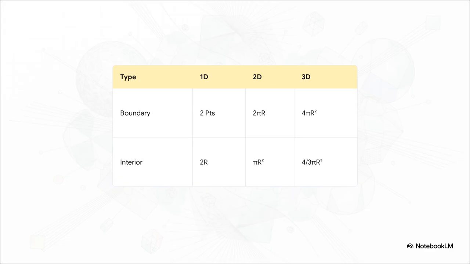Look at 2D. The equation for the interior area is pi r squared. If you take the derivative of that, you get 2 pi r, which perfectly describes the boundary, the circle. In 3D, the volume is 4/3 pi r cubed, and its derivative is 4 pi r squared, the surface area. Taking a derivative mathematically represents finding a boundary, and going the other way, taking an integral of the boundary effectively finds the interior volume. It's like a mathematical puzzle fitting perfectly together.